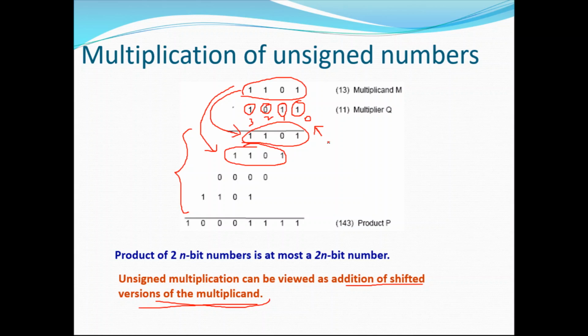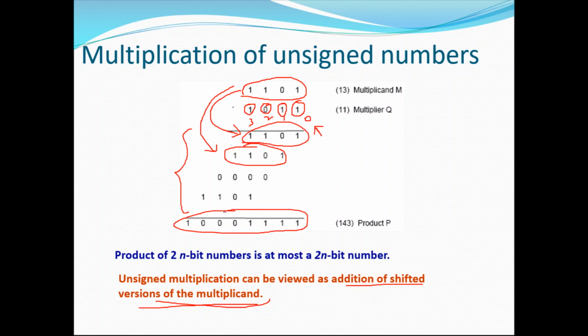So the thumb rule is, if the ith bit is 0, then fill up with zeros and shift it by 0 times. That's it. If the ith bit is 1, then fill up with the multiplicand and left shift it by i times. So this is the thumb rule, and then add all these things, and you will get the product.